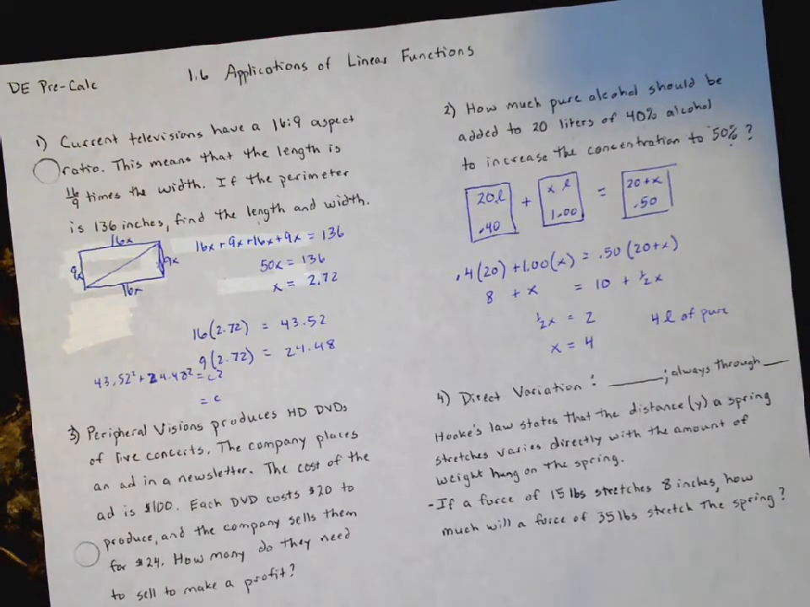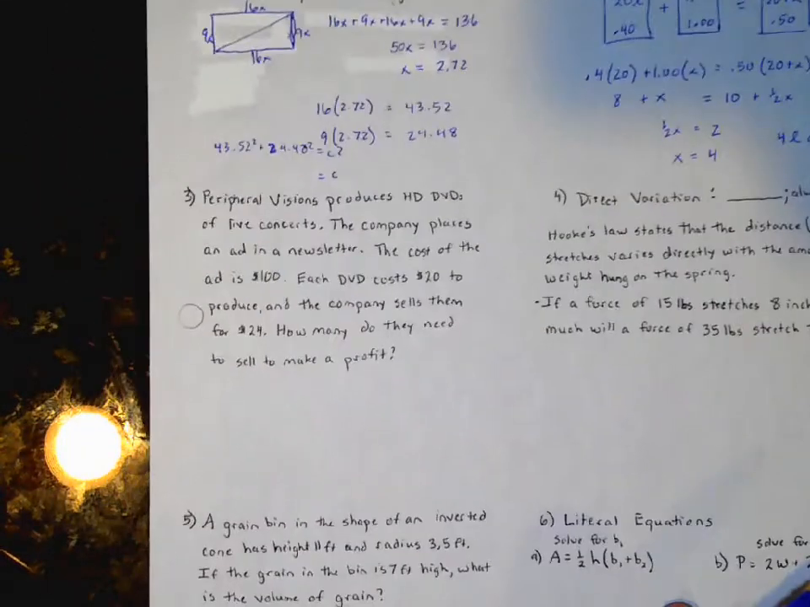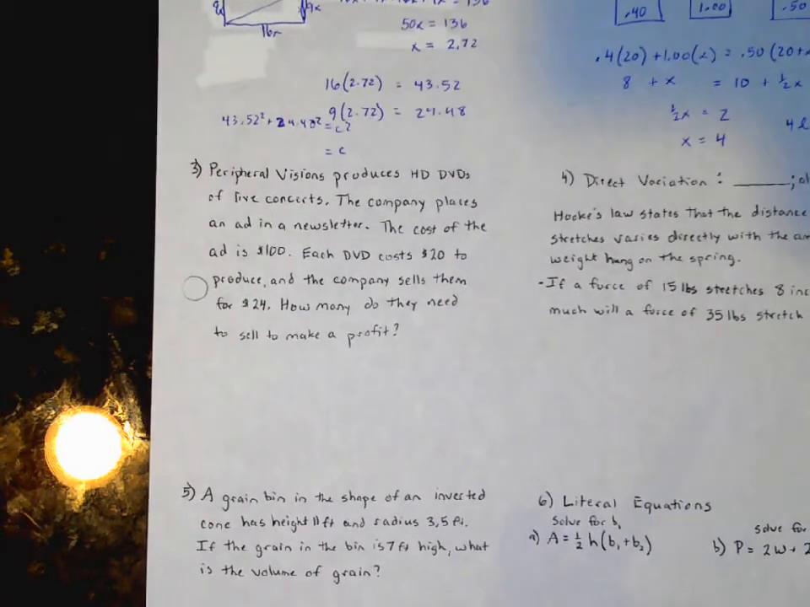Okay, number 3. Peripheral Visions produces high-definition DVDs of live concerts. The company places an ad in a newsletter. The cost of the ad is $100. Each DVD costs $20 to produce, and the company sells them for $24. How much do they need to sell to make a profit?